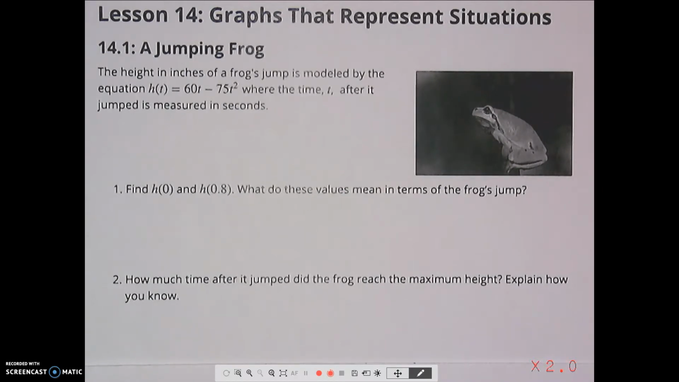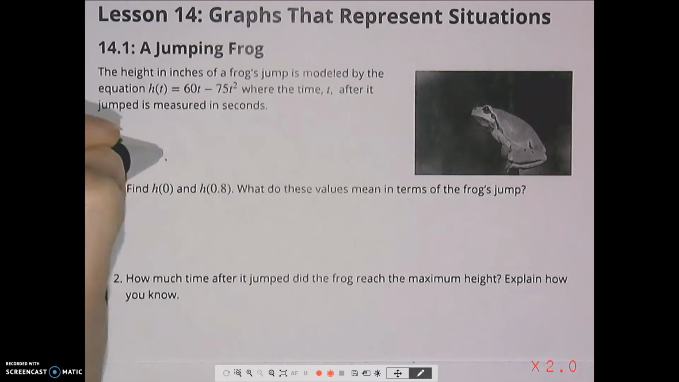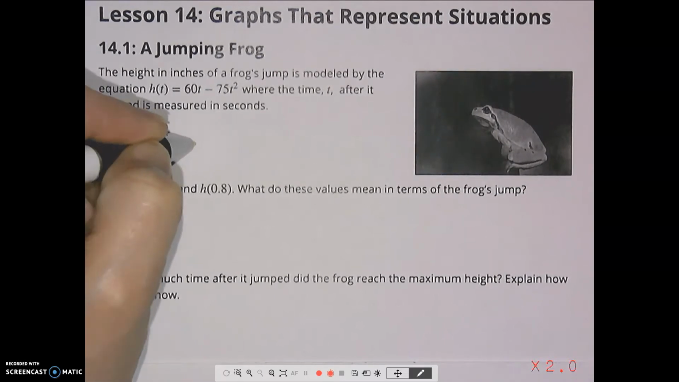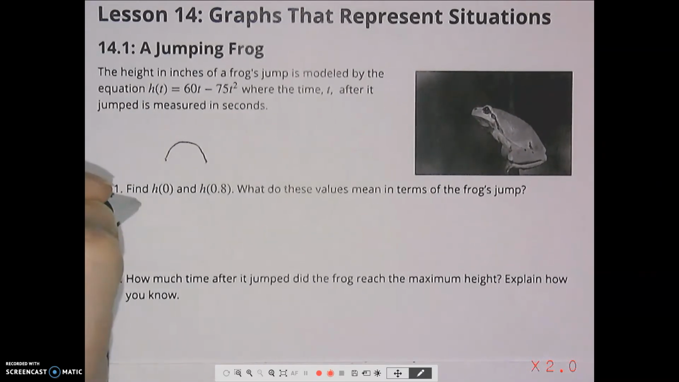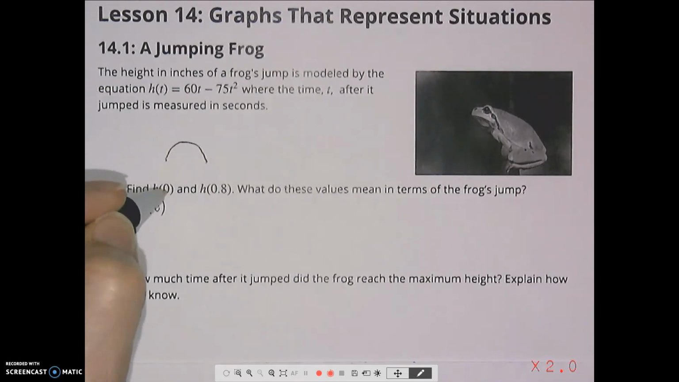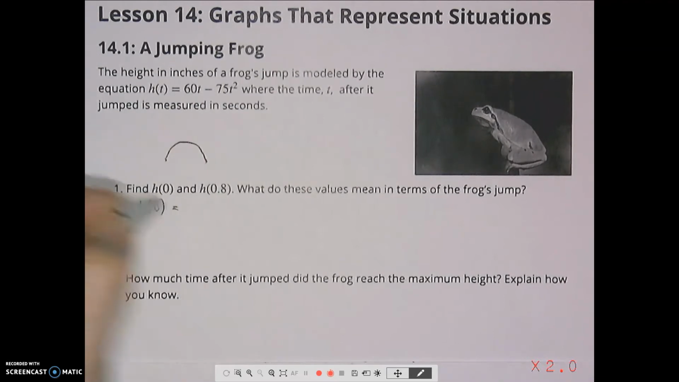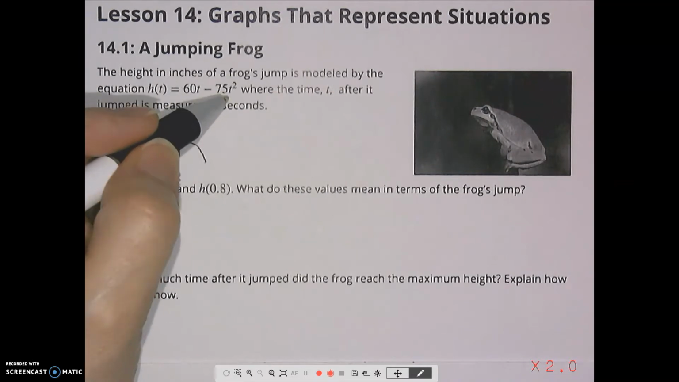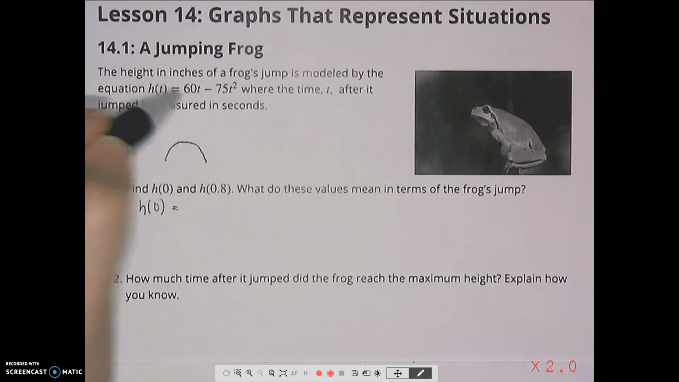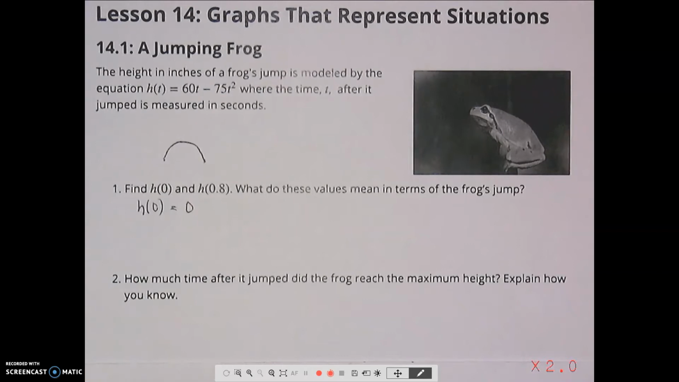So what I want us to think about, if we're thinking about a frog jumping, it's going to be here, it's jumping up, and then it's landing back down. So if you're looking at this, we're finding h of 0, that means we're substituting 0 in for both of those t's, and 60 times 0 is 0, and 0 squared is 0. So this whole thing is going to be 0, okay?